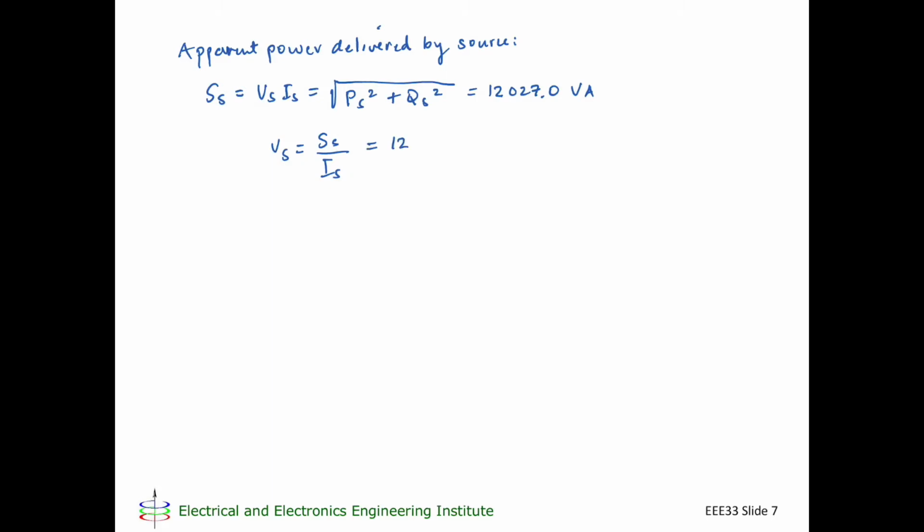So to get V of S, I just divide apparent power by my current. So that's 12,027.0 divided by 50.51, and I'm going to get the value which we earlier computed using the first method, which is 238.1 volts. Notice that in this approach, there was no complex math involved.